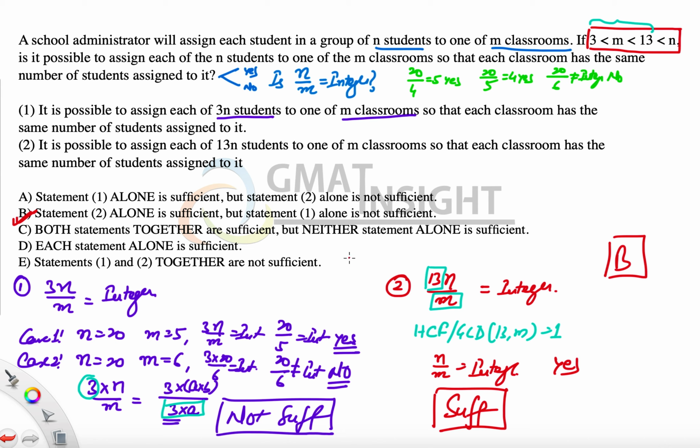It's a beautiful question, and I've also posted such a question on GMAT Club. I think that also is worth giving a try.